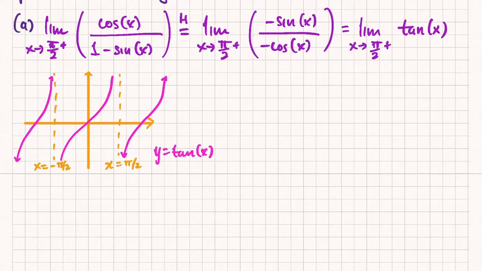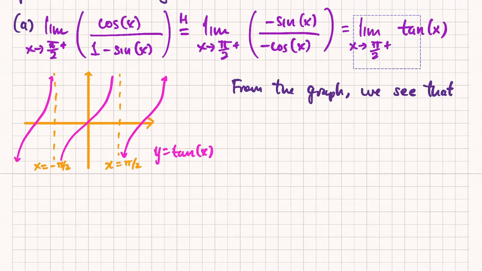You should be familiar with this graph of tangent of x, right? You should at least understand where the vertical asymptotes are and the general shape. Tangent of x is not too difficult. Kevin says it's negative infinity. Exactly. If I read off from the graph, approaching pi over 2 from the right side, I can see that it goes down to negative infinity. So that would be my final answer here. From the graph, we see that this limit is equal to negative infinity.